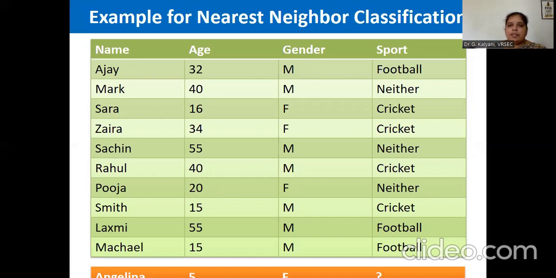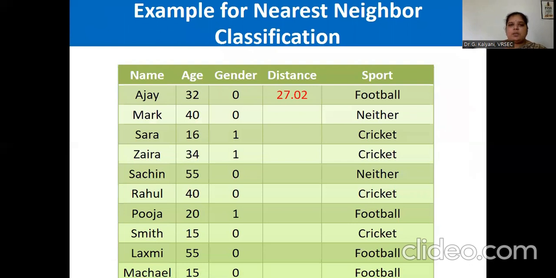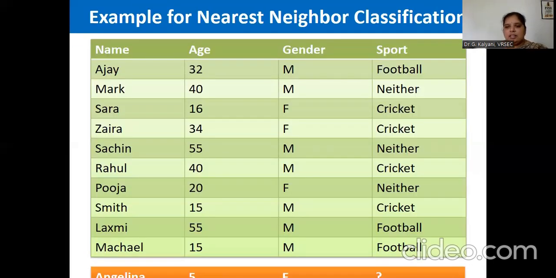Then how can we predict the class label of the given test instance? By considering this training data set using nearest neighbor classification. As we already mentioned, nearest neighbor classification requires 2 parameters from the user: the value of k and the distance measure. Let us suppose we are using Euclidean distance as the distance measure and the value of k as 3. Because the distance measure is Euclidean distance, we need to calculate the distance between the given test instance Angelina and each and every training instance.